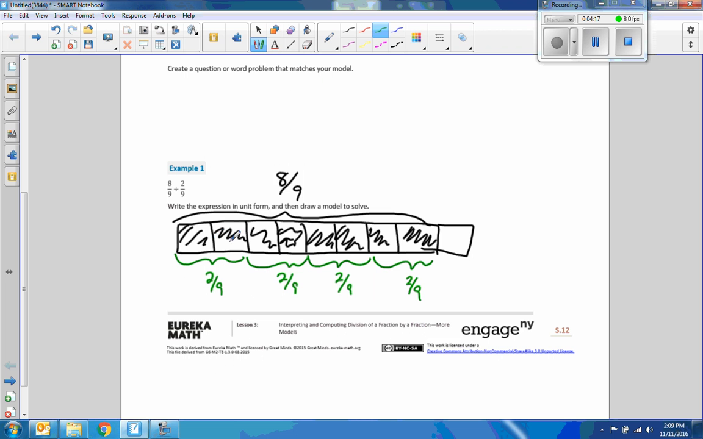And how many of those do we have? How many 2/9 do we have? We have 4. So 8/9 divided by 2/9 equals 8/9 times the reciprocal 9/2. 9's cancel, 2 goes into 2 once, 2 goes into 8 4 times, and we get 4.